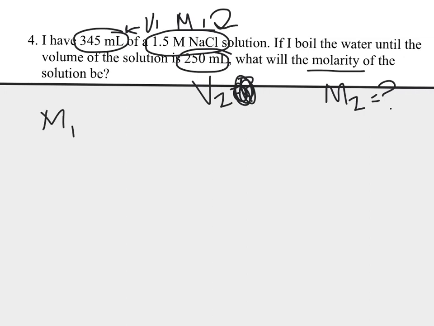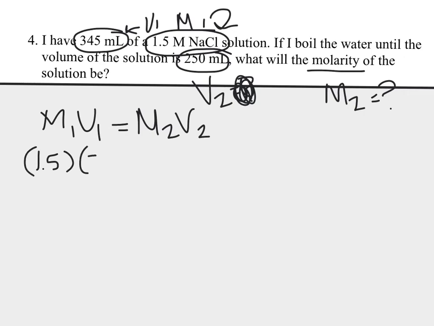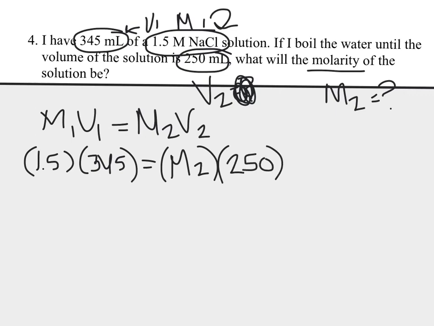So we know our dilution equation is M1V1 equals M2V2. So let's plug in and chug out there. All right, I've got 1.5 molarity for M1, and that's 345 milliliters for volume 1. I do not know what my molarity is after I concentrate it. How do I make it more concentrated, I guess is a better way to say it? Well, I boiled off some water so that only 250 milliliters are left. So because of that, there's now more moles per liter, so the concentration should go up. Let's see if the math actually does that.